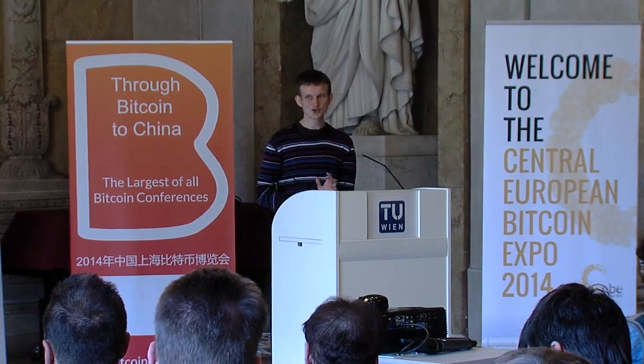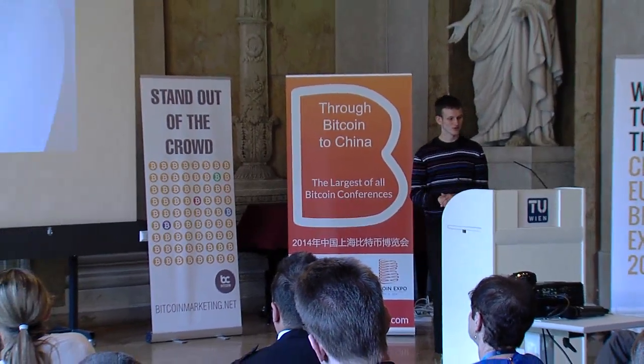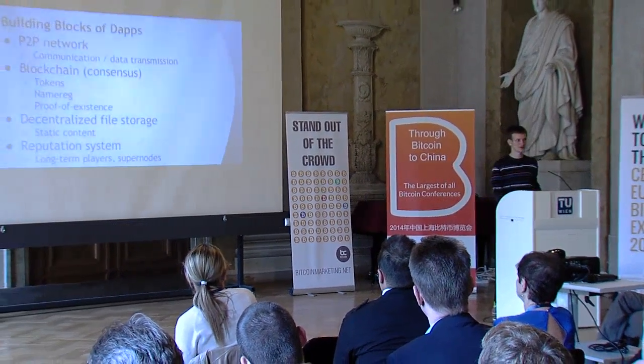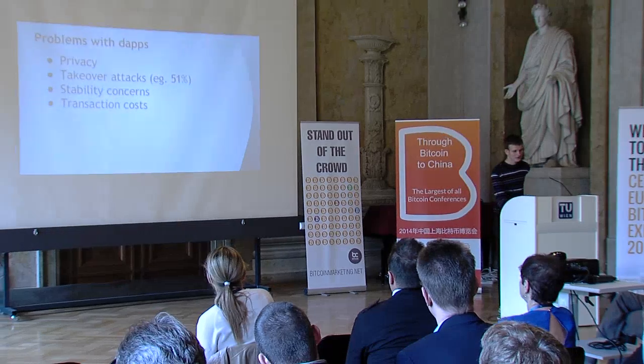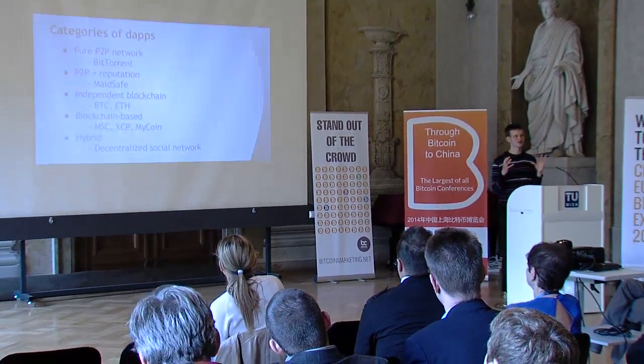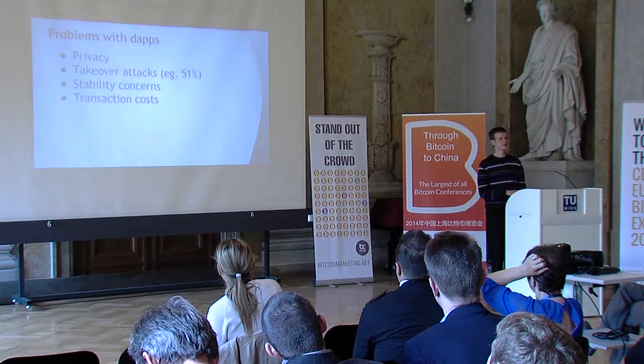And a decentralized social network would also benefit from the third ingredient, which is decentralized file storage and probably even a reputation system. So once people start coming up with these kinds of ideas, I think we'll really start seeing all the different building blocks coming together. So what are the problems with dApps?